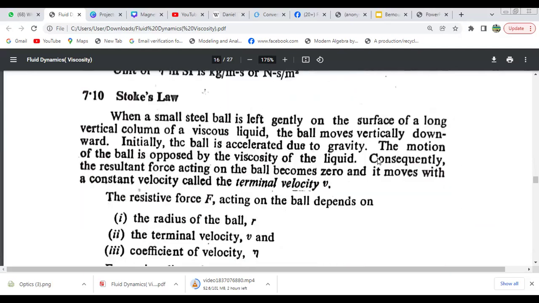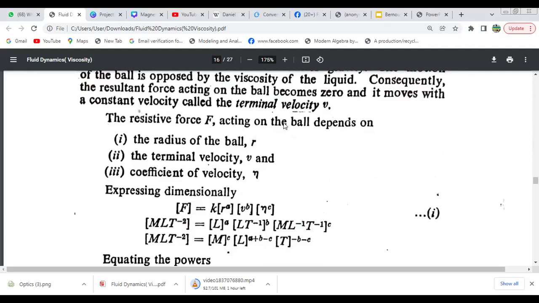Now Stokes' law. Suppose the resultant force acting on a ball becomes 0 and it moves with a constant velocity, called the terminal velocity. So the resistance force F acting on the ball depends on the radius of the ball r, the terminal velocity v, and the coefficient of viscosity. Okay, not velocity, this is a mistake, and this will be the viscosity.